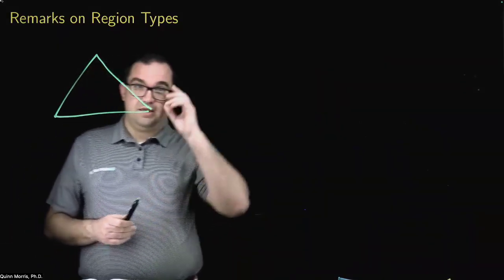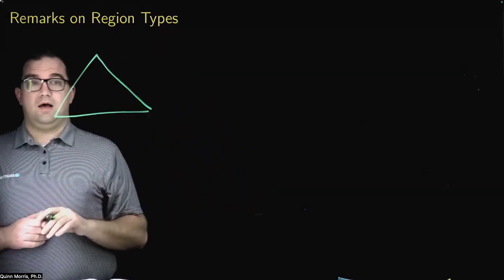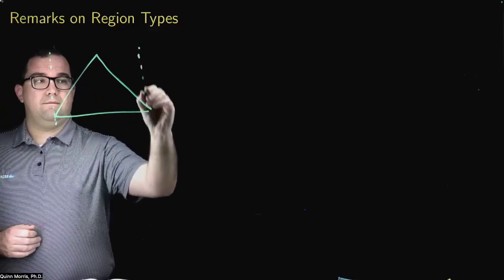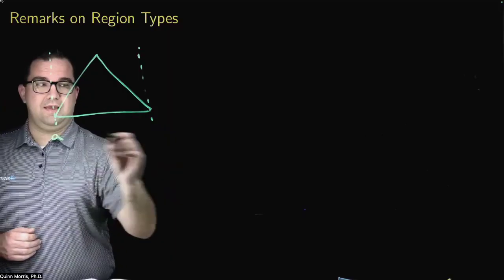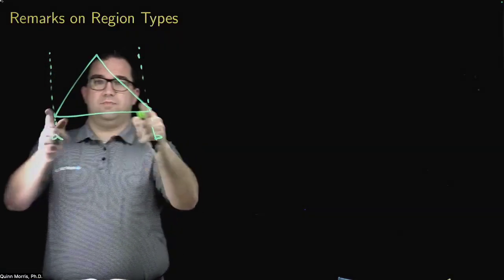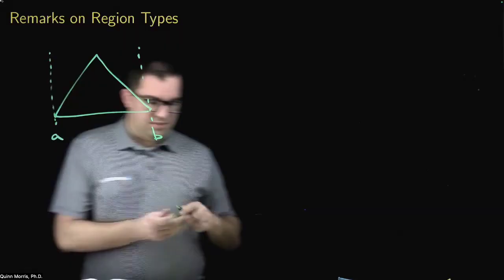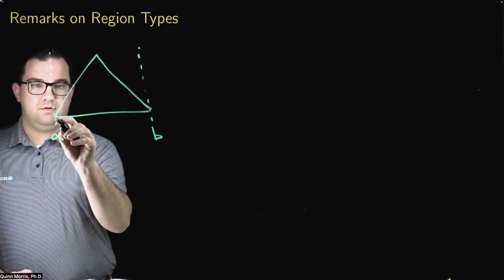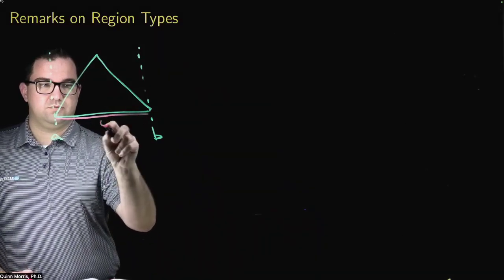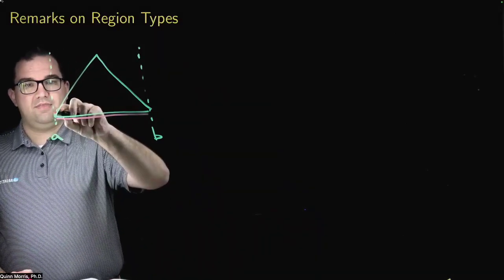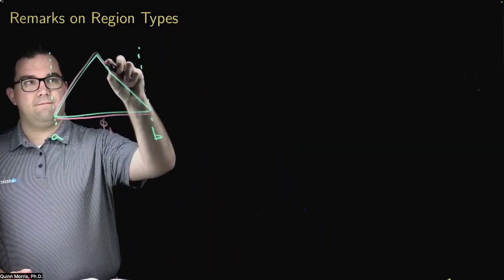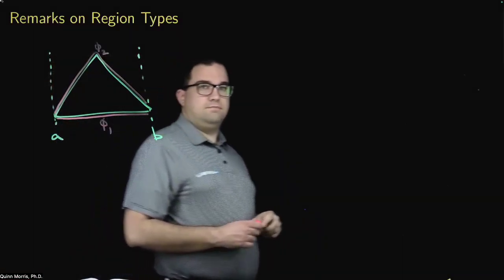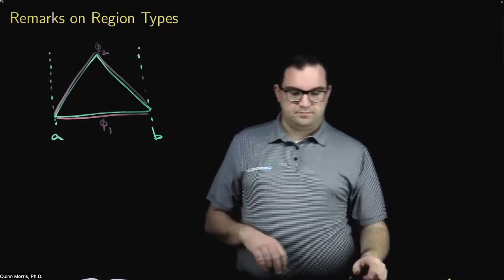If we look at this, we could think of this as a type 1 region. So here are constants A and B. My x values are between A and B. And then my y values are bounded between this lower function, which would be like my phi1, and this upper function, which would be like my phi2. Okay. So this is a type 1 region.